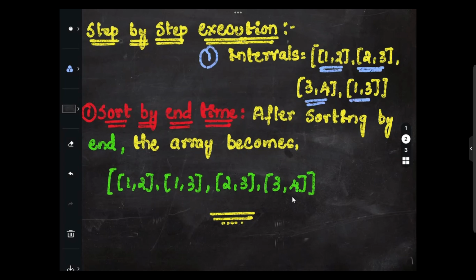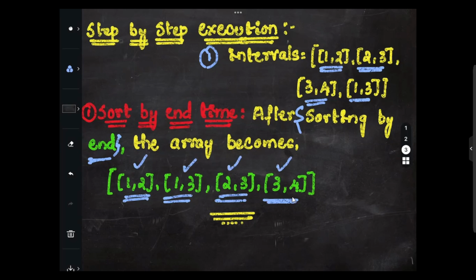First what we will do, we will sort by end time. So after sorting by the end, the array becomes like this. Sorting means we are sorting in ascending order by end time, right? Here I am clearly saying after sorting by end means end time. So here in this case 1 comma 2, 1 comma 3, 2 comma 3 and 3 comma 4. We are sorting this in ascending order. So this comes first, this comes second, this comes third and this comes fourth. This is fine.